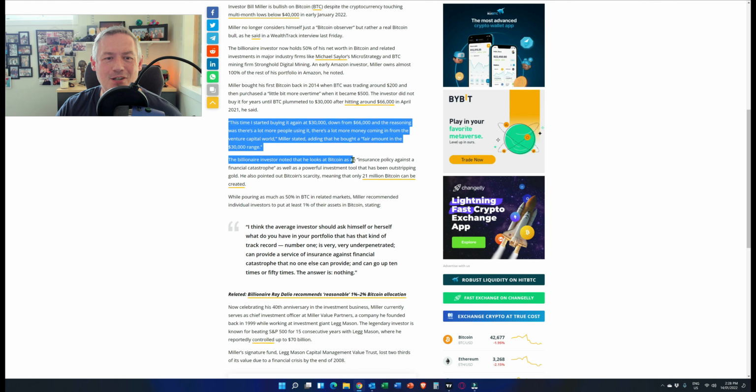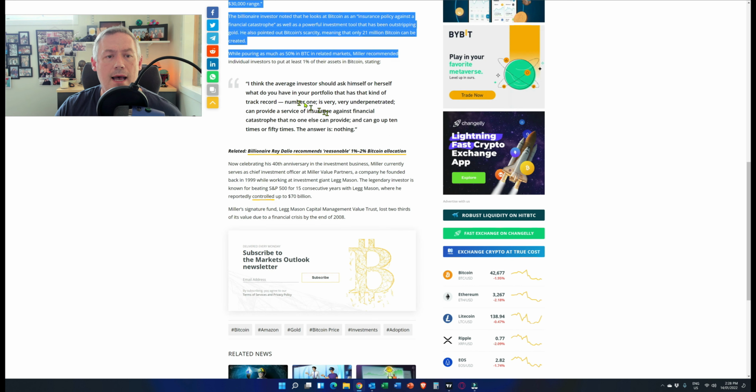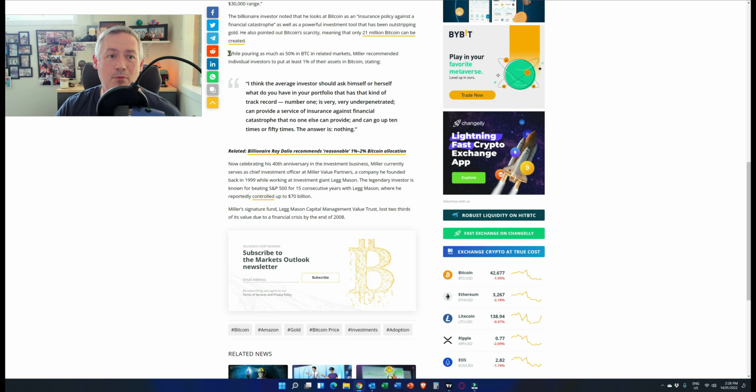The billionaire investor noted that he looks at Bitcoin as an insurance policy against a financial catastrophe, as well as a powerful investment tool that has been outstripping gold. He also pointed out Bitcoin's scarcity, meaning that only 21 million Bitcoin can be created. So that's really interesting. Now, he's put in, as I said, 50%. He does not certainly recommend putting in 50% of your total wealth into Bitcoin. He does talk about most average people should be looking at putting at least 1% of their assets into projects like Bitcoin. So that was interesting.